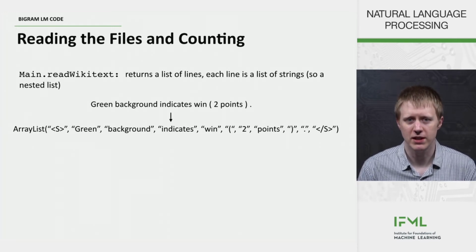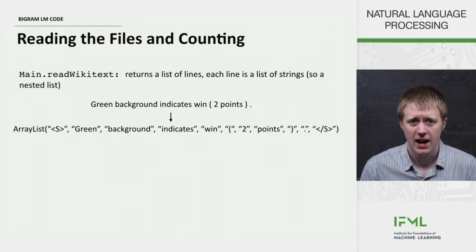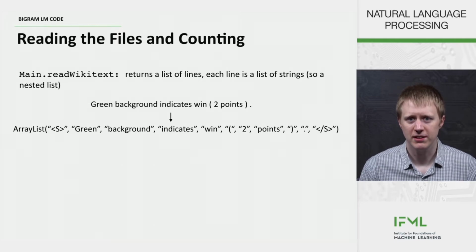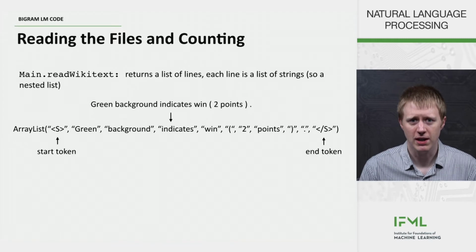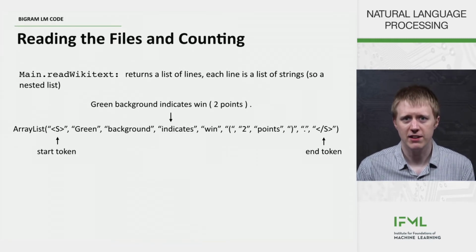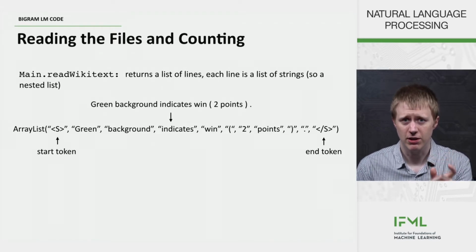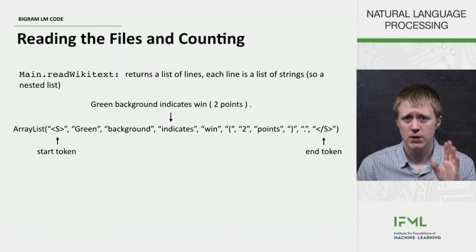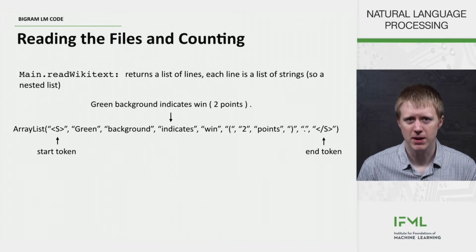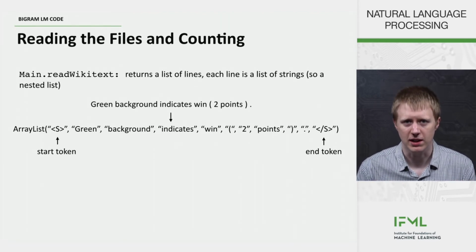"Green background indicates when (2 points)" gets turned into a list of strings. That list of strings has the stuff from the file, but you'll notice that we've also added this start token, <s>, at the beginning, and this end token, </s>, at the end. These are placeholder tokens. When you have a bigram model, you're going to calculate the probability of the first word conditioned on this start token. And then we have an end token that you're not really going to need to use much, but it's there just to tell you to stop generating a sequence. It's not going to be too important for what you're doing.